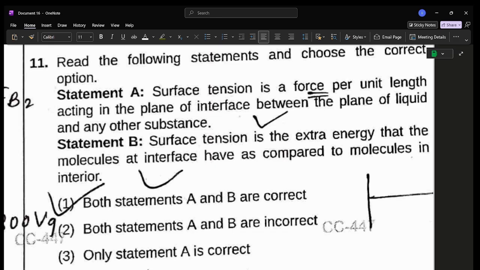And the most high yielding concept of this chapter is pressure difference in a liquid drop, which is 2T by R, soap bubble, which is 4T by R, and air bubble, which is 2T by R.